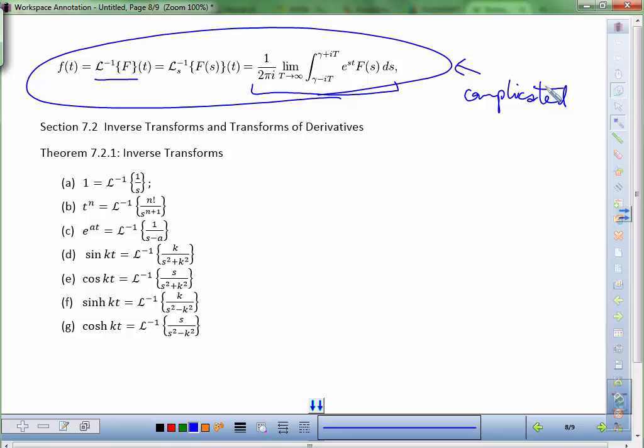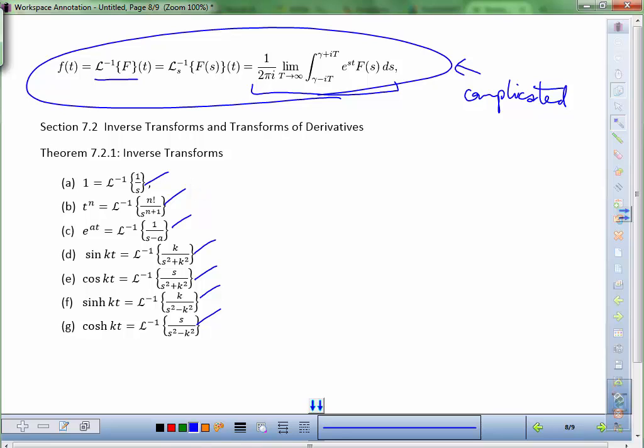Let's just say instead of dealing with that formula, whatever expressions we have in our algebra world, in our S world, we're going to want to somehow rewrite it and make it look like one of these functions. Because these are the functions that we can take back from the S world back to the T world.